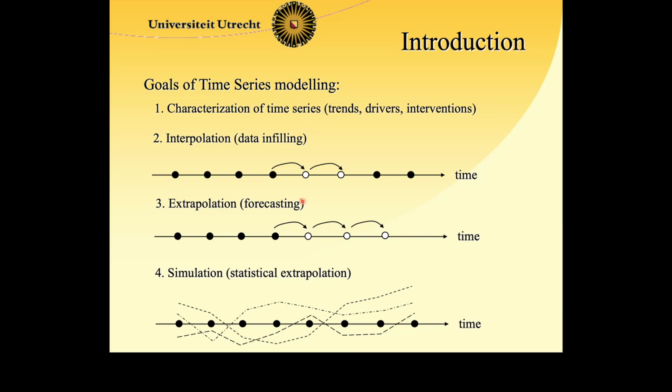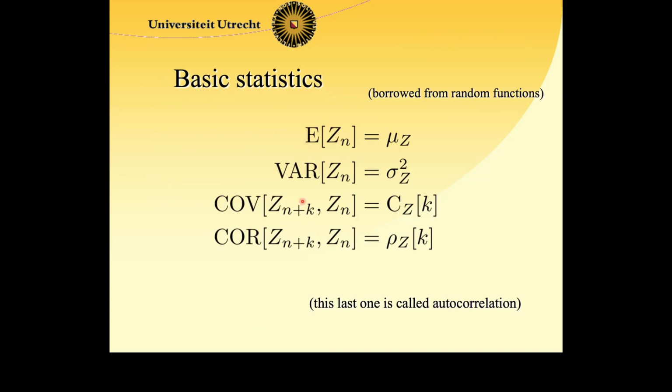So those are 4 main reasons why we want to do time series models. Now, just looking at some basic statistics, and these are borrowed from the random function theory, and assuming that we have a stationary, or actually what I should say, a wide sense stationary random function, then the expected value is just given by the symbol mu. The variance is given again by the symbol sigma squared.